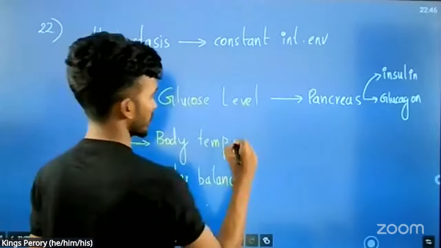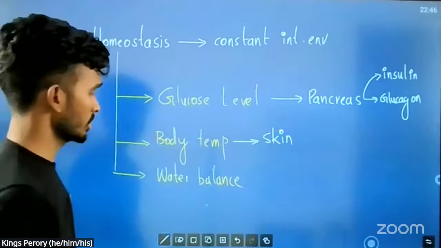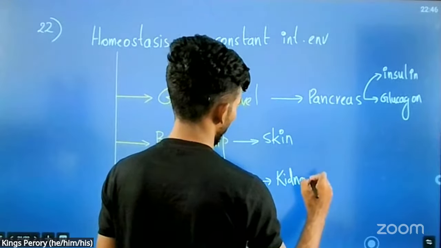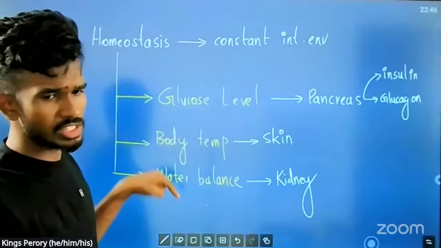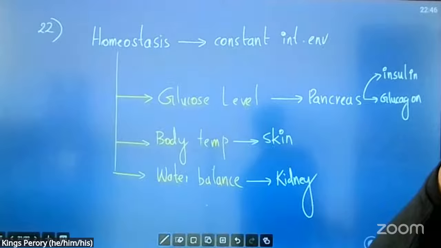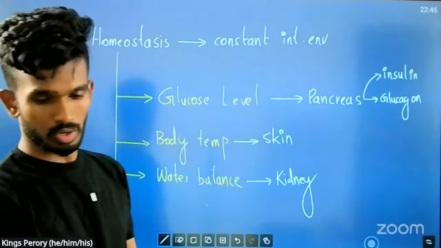Body temperature, yes, skin plays a major role to maintain our body temperature. Water balance, yes, kidney plays a major role to maintain our water balance. For water balance, what's the hormone involved? There's a hormone involved in water balance. What's the hormone? Now, glucose, it's insulin and glucagon.